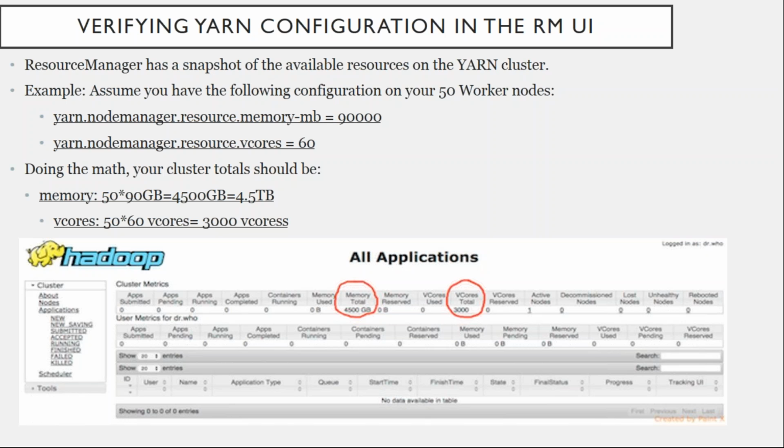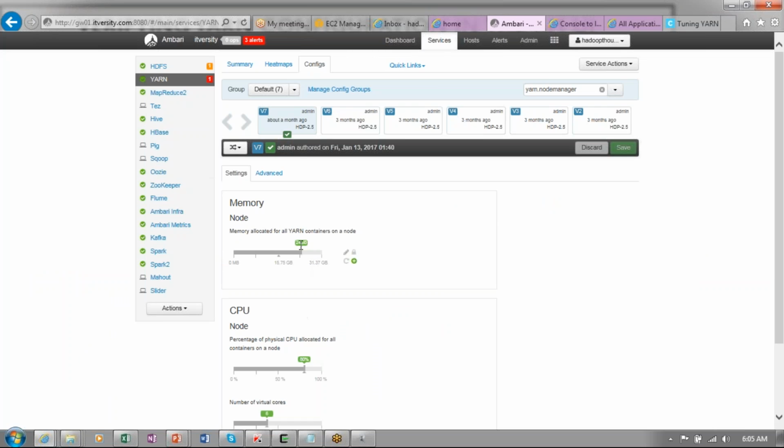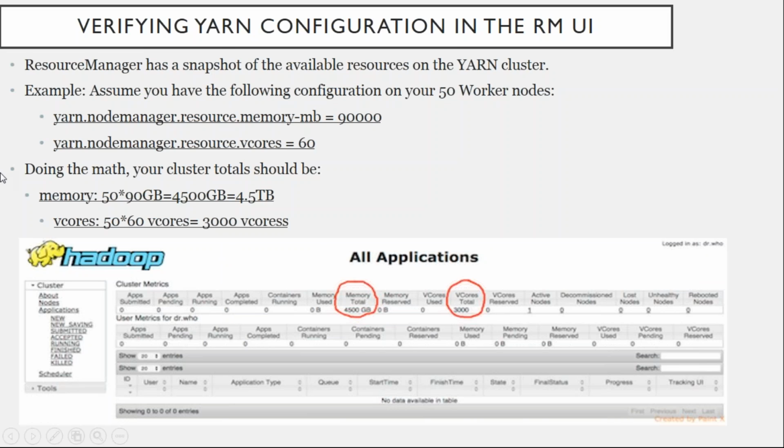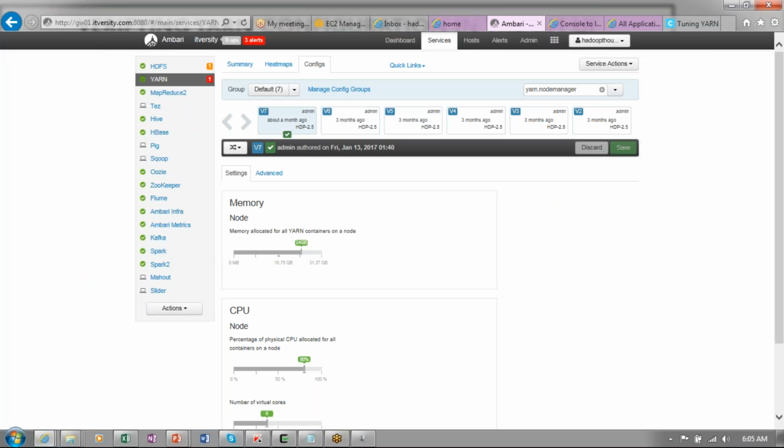Now in that yarn you have a node manager. In that node manager, how many virtual cores are you giving? You are giving 60. So that's where it is. This is the property. There they have given 9000. Okay, here we have given 80%.